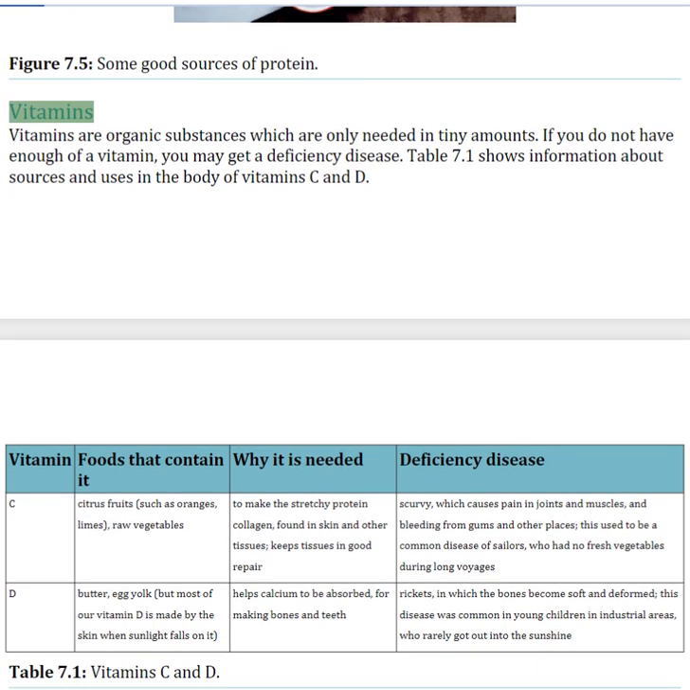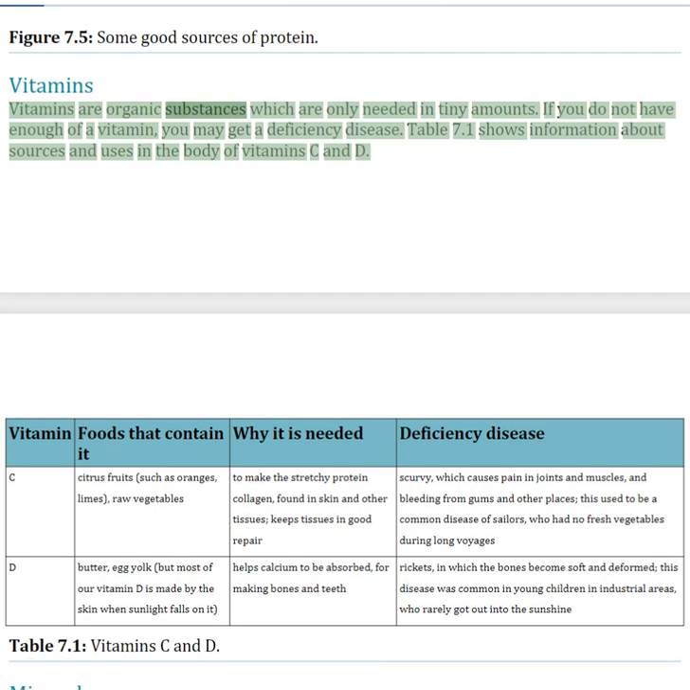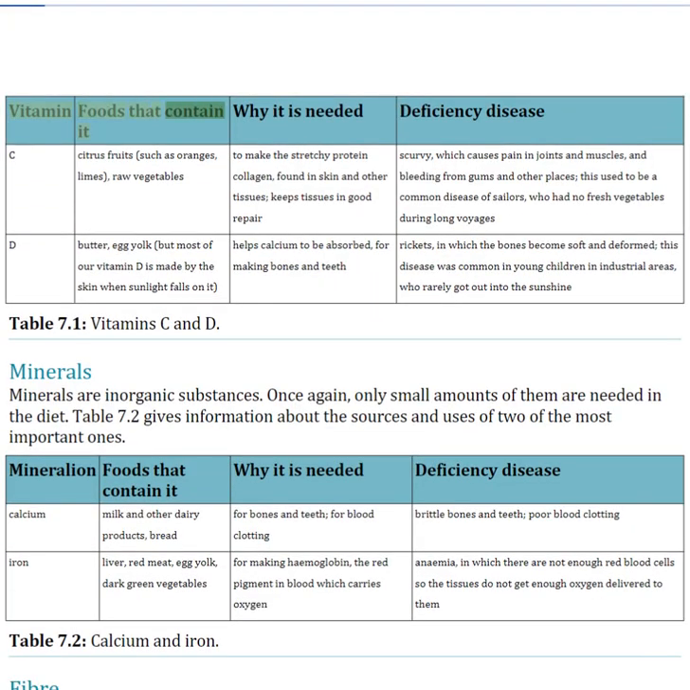Vitamins. Vitamins are organic substances, which are only needed in tiny amounts. If you do not have enough of a vitamin, you may get a deficiency disease. Table 7.1 shows information about sources and uses in the body of vitamins C and D. Vitamin, foods that contain it, why it is needed, deficiency disease.